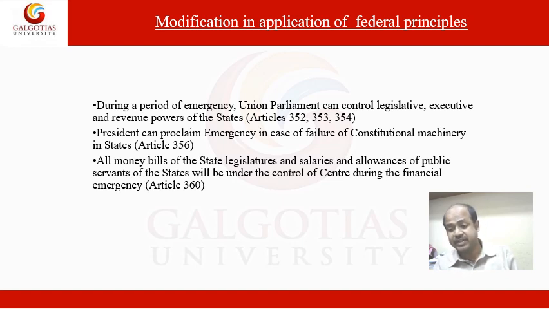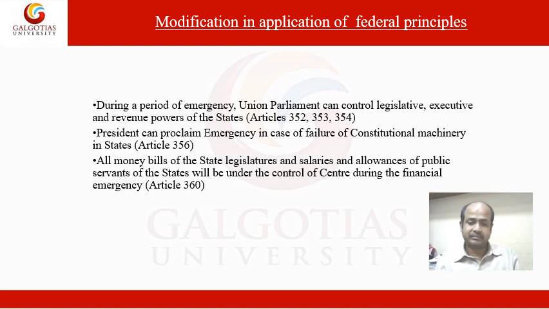This is another feature which is very much against the federal principles. But in the Indian Constitution, you will find Articles 352, 353, and 354, which relate to the emergency provisions. Even the President can proclaim an emergency in case of failure of constitutional machinery in the state under Article 356. So the President of India, which is the union government, has the power to call an emergency for the state if there is a failure in the state machinery or constitutional machinery.